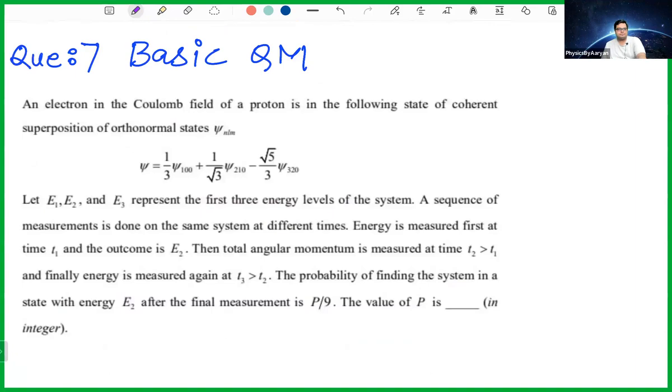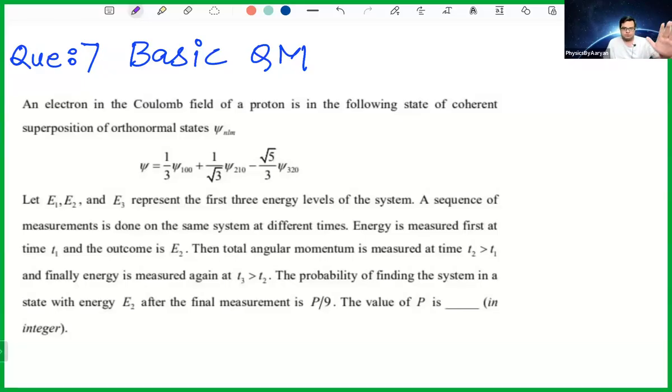Yes. The last question. And this is my most favorite problem. Out of all the 7 problems which were there, this is my favorite one.